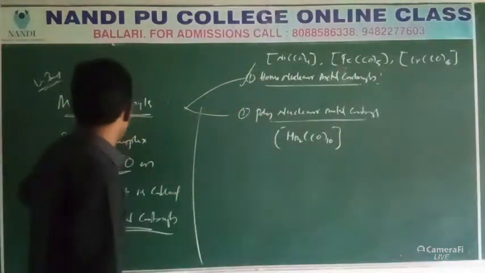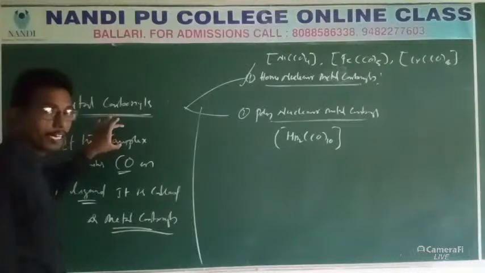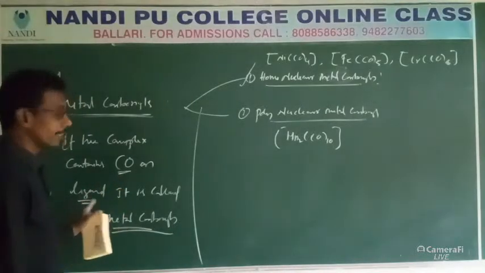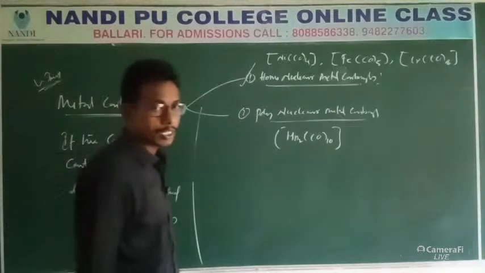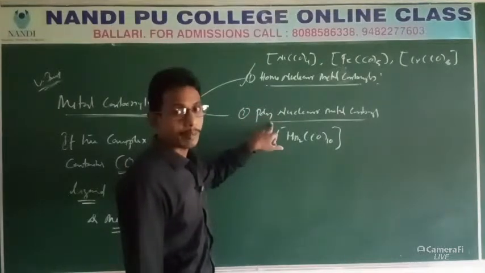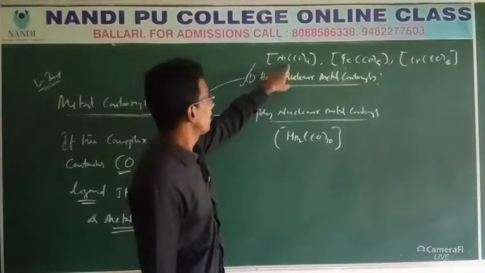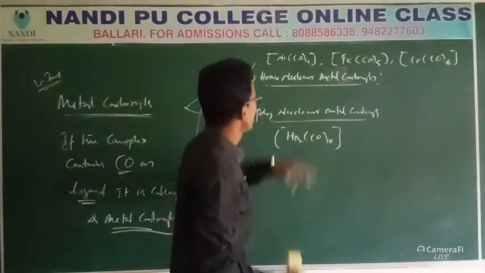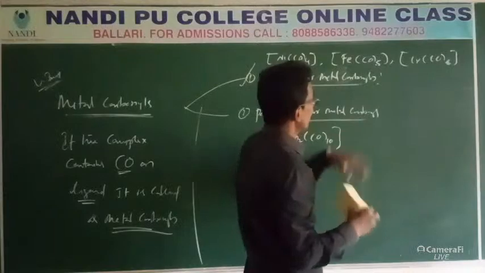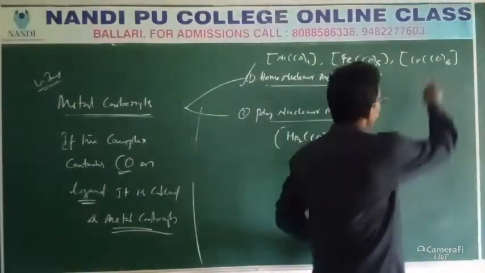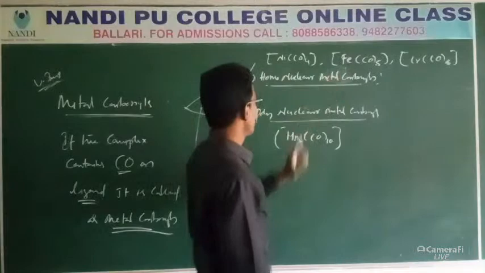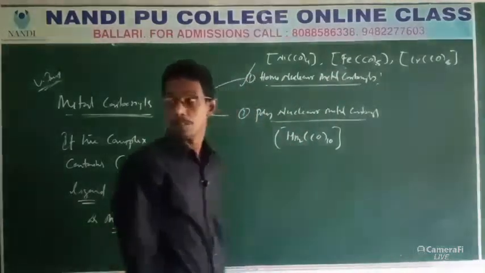Okay children, once again, what are metal carbonyls? If the complex or coordination compound contains CO, carbon monoxide, as ligand, then it is called a metal carbonyl. Based on the number of metals, these are again two types: homonuclear metal carbonyls and polynuclear metal carbonyls. Homo means only a single metal. Example 1: Ni(CO)4, nickel tetracarbonyl; Fe(CO)5, iron pentacarbonyl; Cr(CO)6. These three are homonuclear. Polynuclear means Mn2(CO)10.